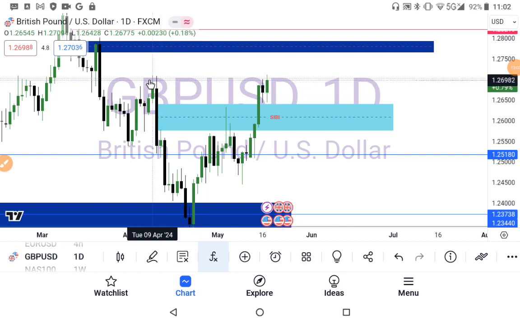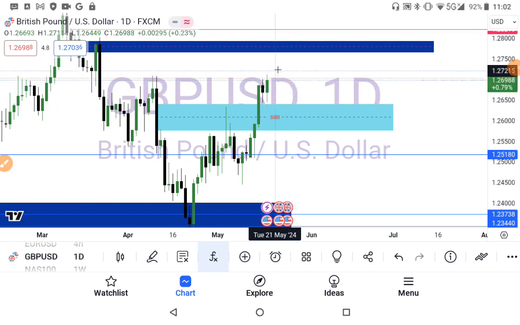That was the high around here. This high was 1.27080, and it has been delivered by this, and this was 1.27008. Is that a coincidence? No. So I was interested in 1.26340 and 1.27 thousand. Both levels have been delivered.